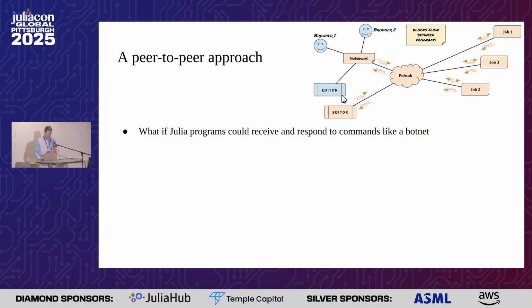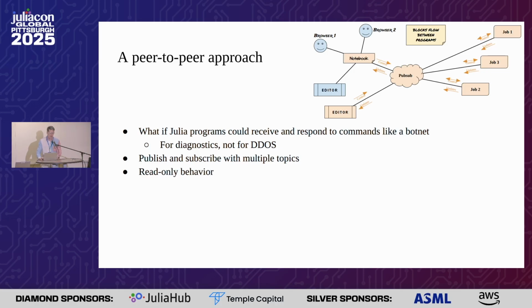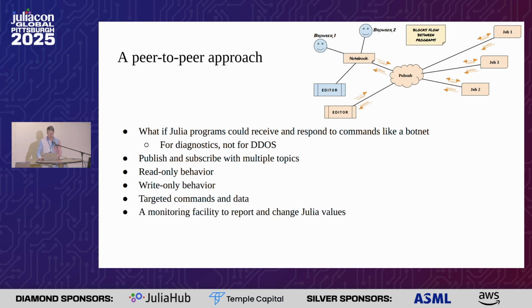So the idea is, what if Julia programs could receive and respond to commands like a botnet, but not for denial of service attacks, but for diagnostics. So the idea is you can publish and subscribe with multiple topics. You can have read-only behavior if you want. You can have write-only behavior. You can have targeted commands and data like I just showed. And you can have a monitoring facility that reports and changes Julia values.